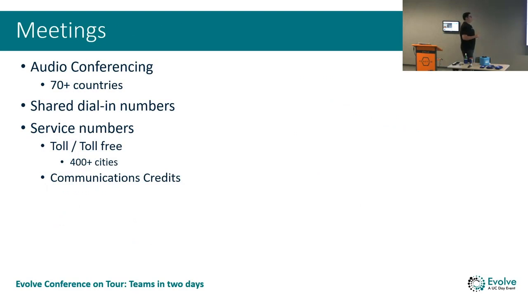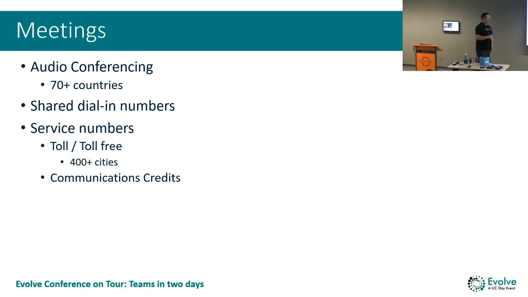On the audio conferencing side, you can have dial-in numbers shared with other organizations in 70 plus countries around the world. You can choose to allocate more numbers to your tenant if you want to. So if you have a particularly big office in Newcastle in the UK and you don't want your dial-in conferencing number to be London, you can go into your tenant, say I want to pick a service number, pick Newcastle, and say that's my primary conferencing number. So you can assign them in different locations. And there's 400 or so cities around the world that you can pick to have numbers allocated to you from.